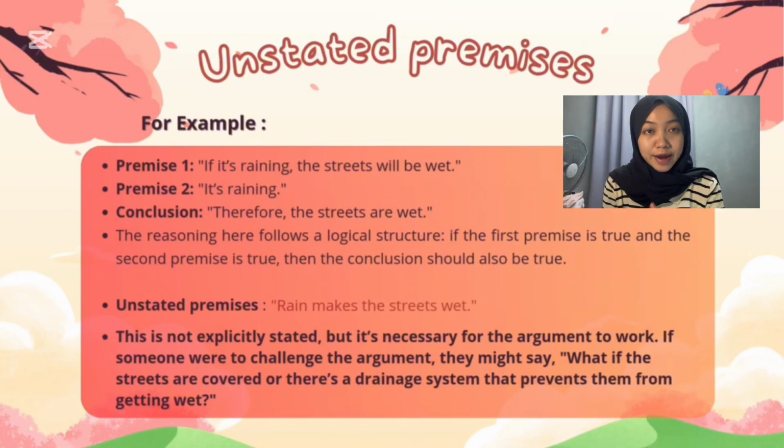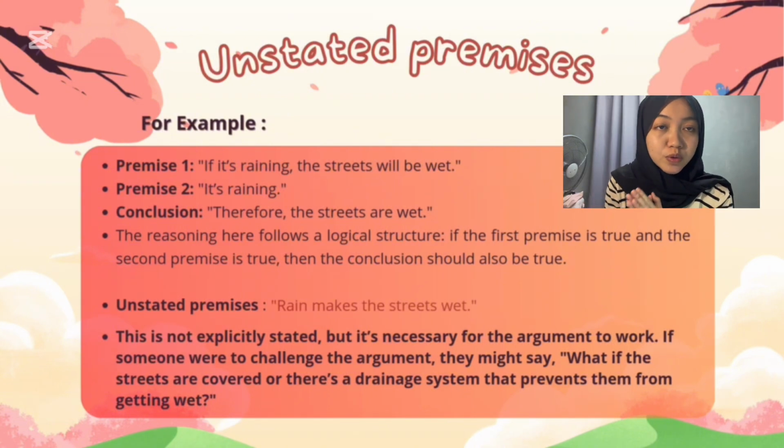So let's take an example of an unstated premise. Premise one here says that if it's raining, the streets will be wet. Then premise two mentions that it's raining. So the conclusion here should be, therefore, the streets are wet. The reasoning here follows a logical structure, which is if the first premise is true and the second premise is also true, then the conclusion will automatically also be true.